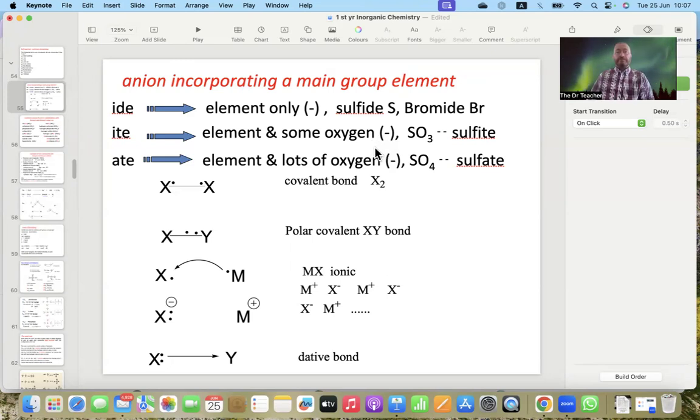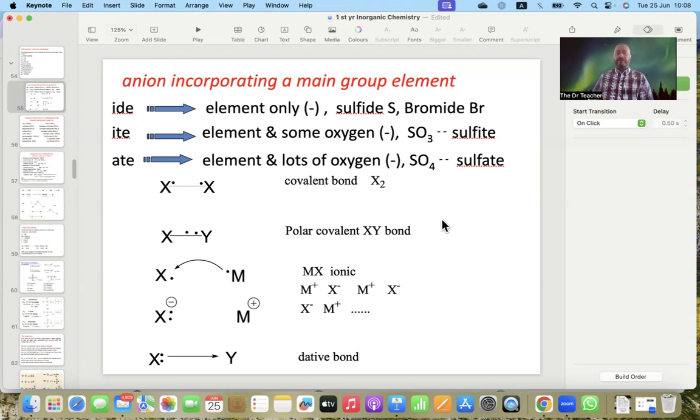Okay, today we're going to talk about the anion incorporating a main group element. Here I just quoted -ide. This is for an element only with a minus charge, like sulfide, S, or bromide, Br. So if the element is negatively charged, we can give the symbol or -ide.